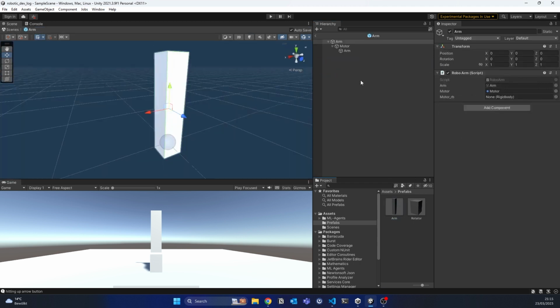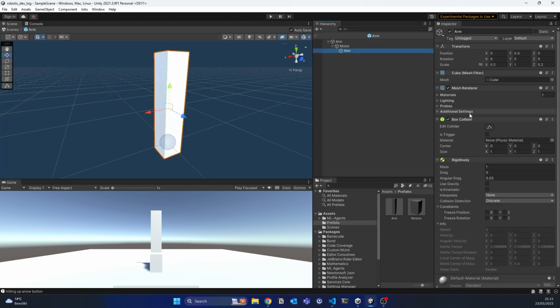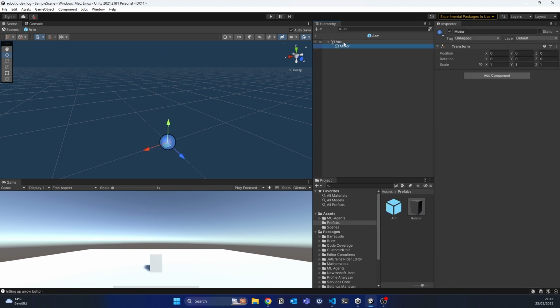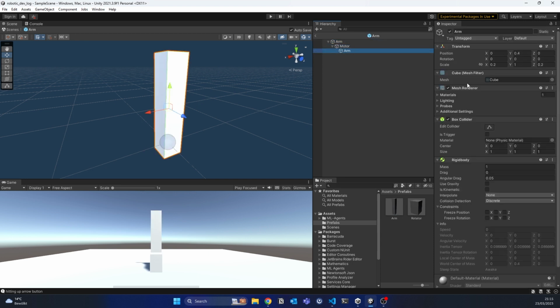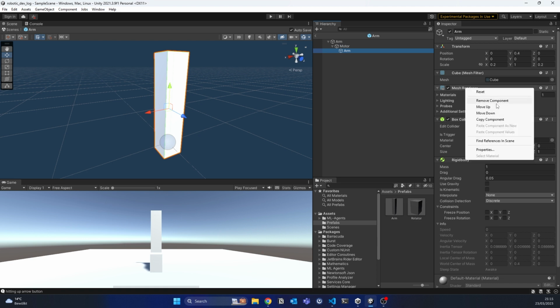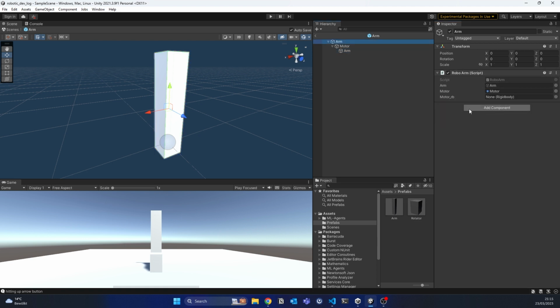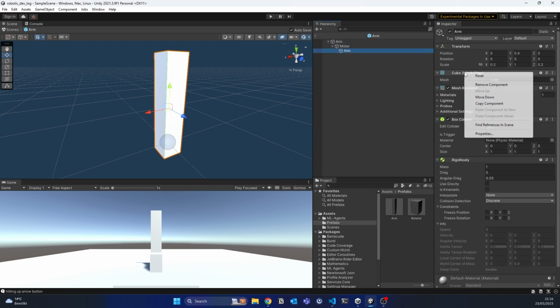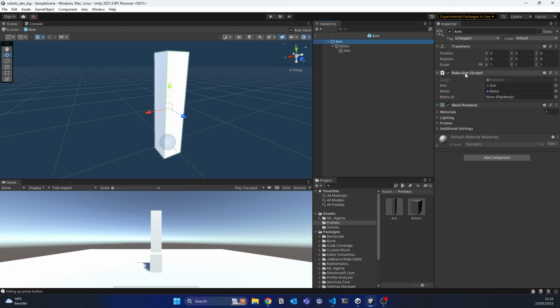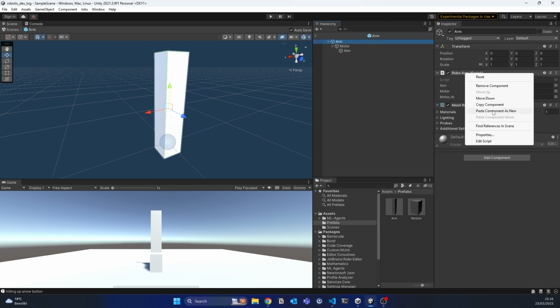So for example, in the arm, I only have the motor, so let me delete this. This is my pivot. I'm just gonna rename it again. Or, fine, let's keep motor. This is my arm. Oh shit, I need to bring this copy component, paste component, copy component, paste component.